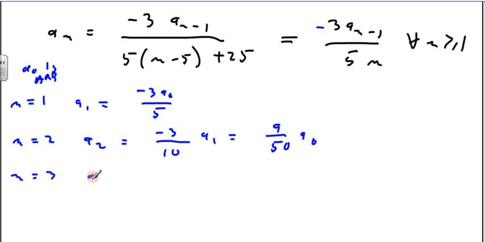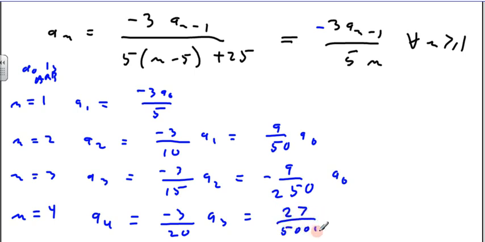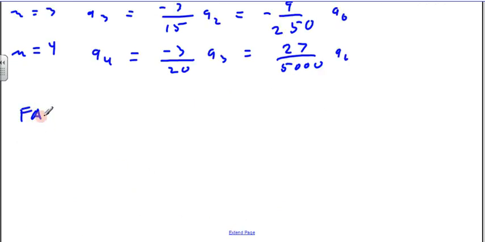N is equal to 3. a3 is equal to minus 3 over 15 a2. So minus 3 over 15, so that'd be a 5 on the bottom, so that'd be minus 9 over 250 a0. And we'll do one more. N is equal to 4. a4 is equal to minus 3 over 20 a3. Okay, so that's going to be 27 over 5,000 a0. Okay, and we go and say final answer. Y is equal to a0 x to the minus 5 because r is minus 5.